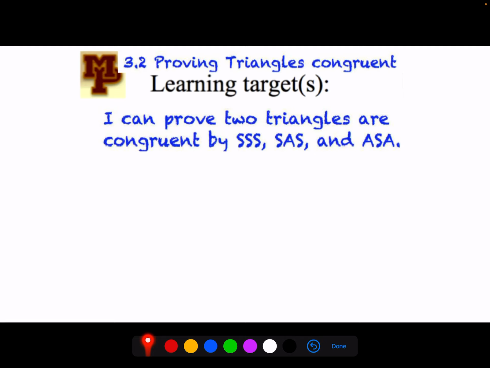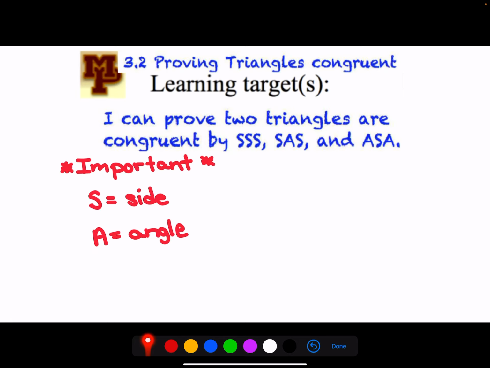And the important part here for us is to remember that S will stand for side, and A will stand for angle. So this is side, side, side. This is side, angle, side. And this is angle, side, angle. And when we're talking about sides and angles today, I'm talking about the sides and angles within triangles themselves. So we're going to be working with those specifically.